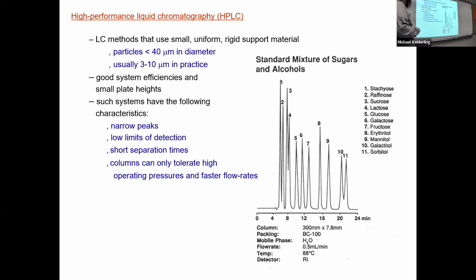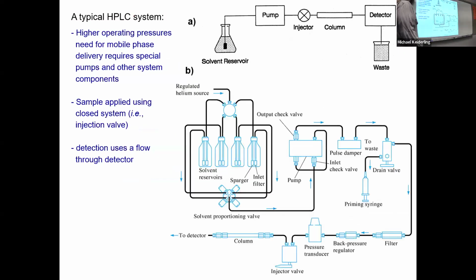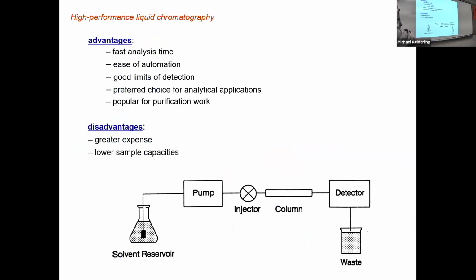Then there's high performance liquid chromatography that uses liquid chromatography with small uniform rigid support material, which has good system efficiencies at small plate heights. You have narrow peaks, low limits of detection, short separation times. And the columns can tolerate high operating pressures and faster flow rates. So this uses high operating pressures for the mobile phase. Delivery requires special pumps and other system components, and the sample is applied using a closed system, i.e. an injection valve. And the injection uses some sort of flow-through detector.